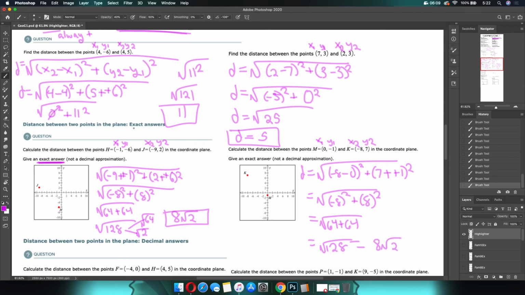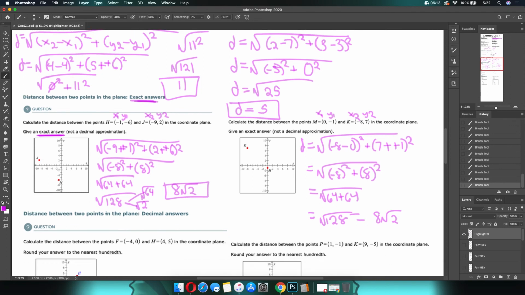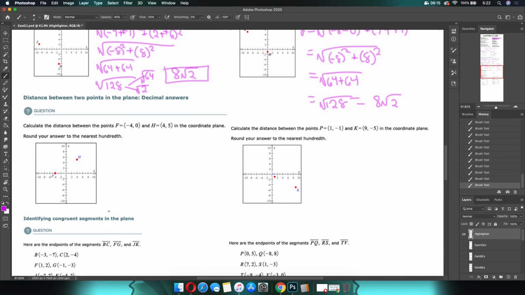Now, for my Algebra 1 kids, this one, the exact answer one, might not be your favorite, however, there's no excuse to give decimal answers, because then you're just going to let the calculator do the work for you. So, again, x1, y1, x2, y2.